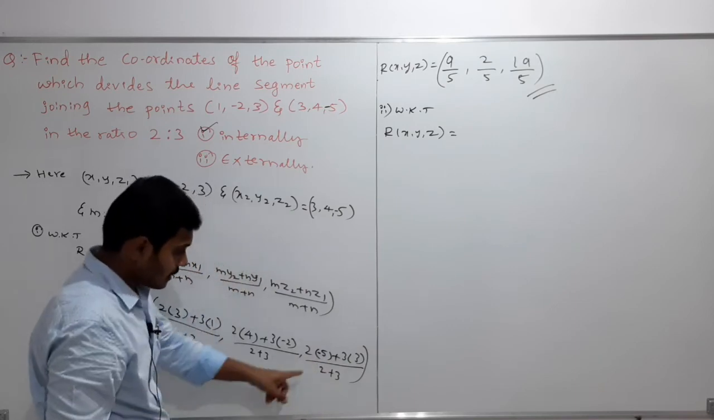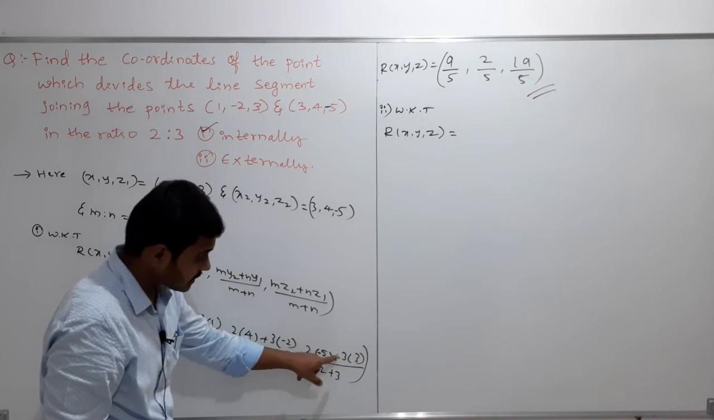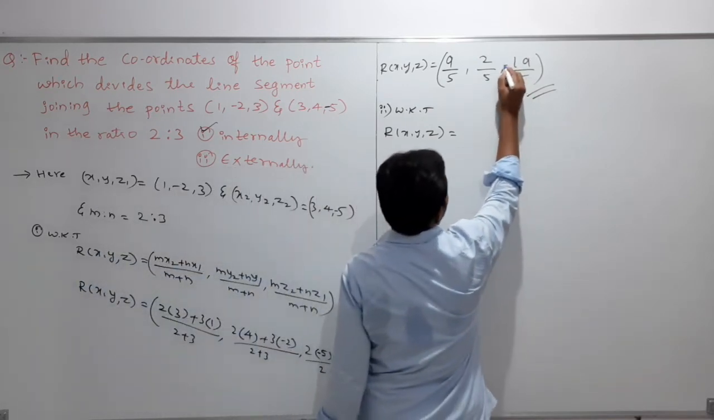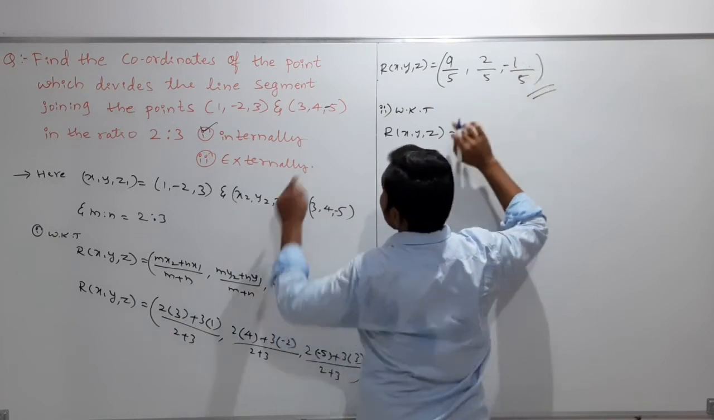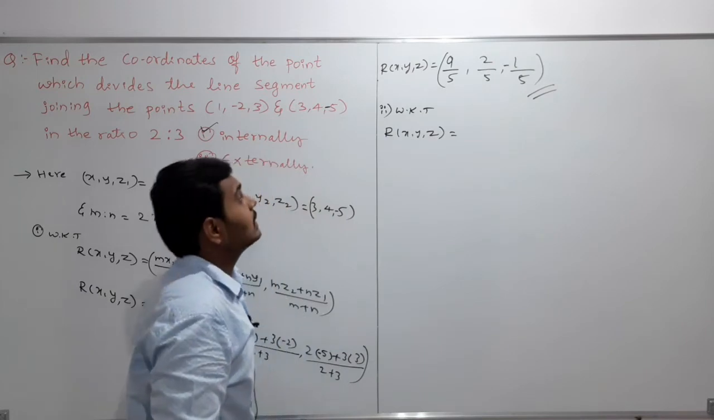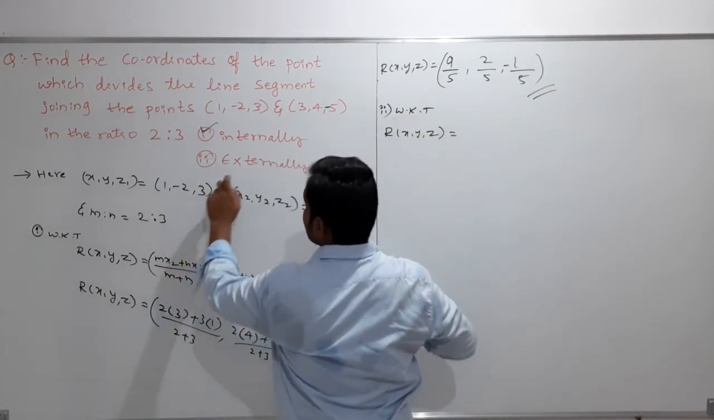So now here, minus 5 into 2 is minus 10, 3 into 3 is 9, minus 10 plus 9 is minus 1. So actually in the question we have this one as minus 5, so you will get minus 1 by 5. Clear?